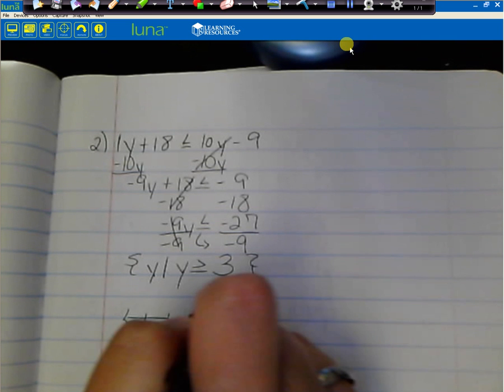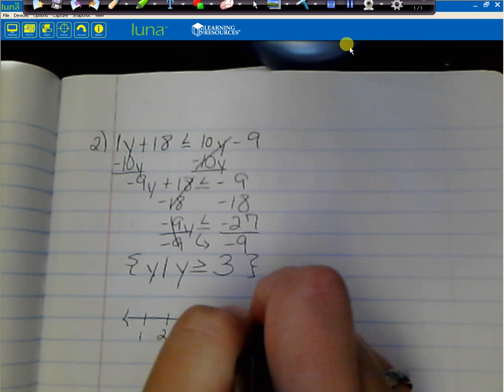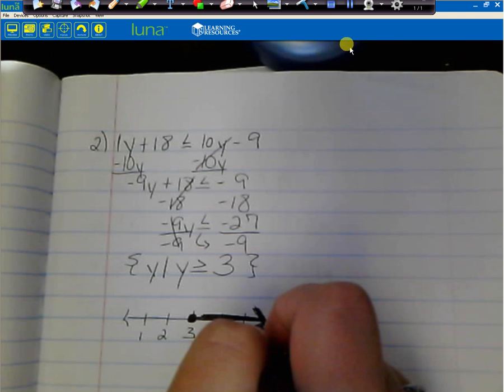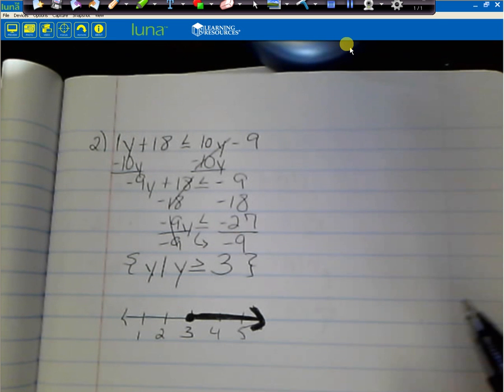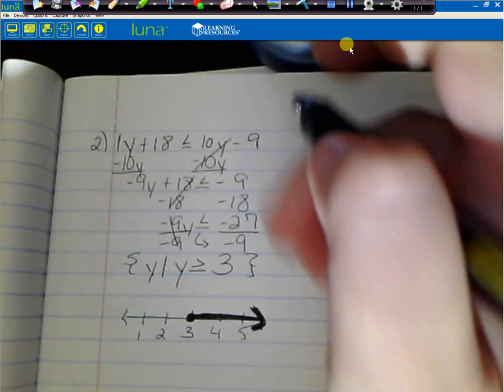I'm also shading to the right because it says that all my answers are numbers that are greater than 3. So I'm going to shade the region where the numbers are greater than 3. So now I've solved it, set it, graphed it. Finally, I'm going to check it.